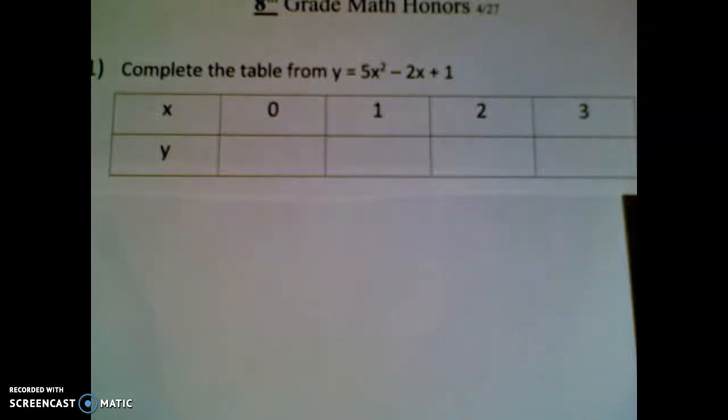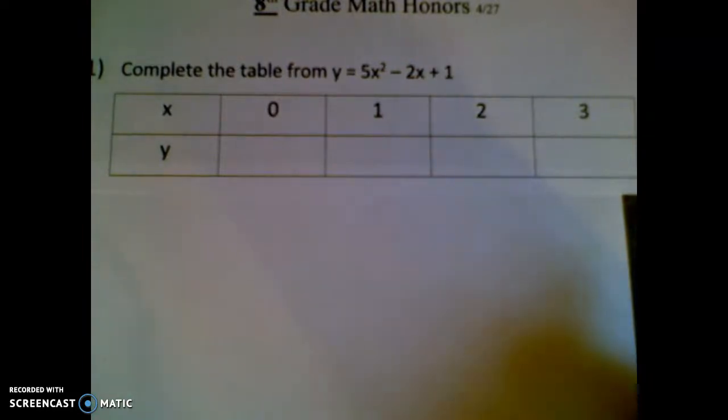For the answers to the warm-ups for April 27th. First problem, complete the table from y equals 5x squared minus 2x plus 1.